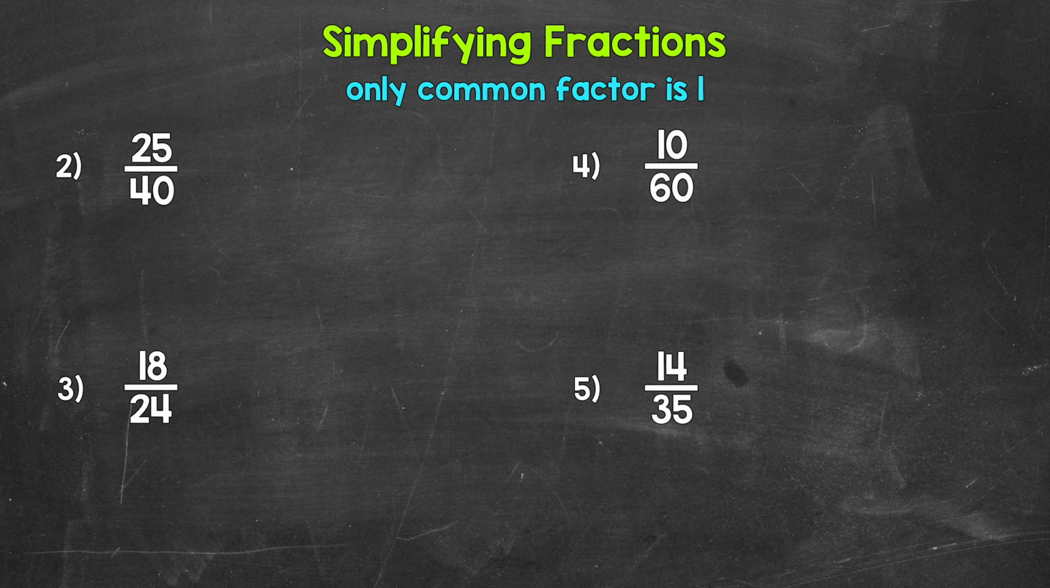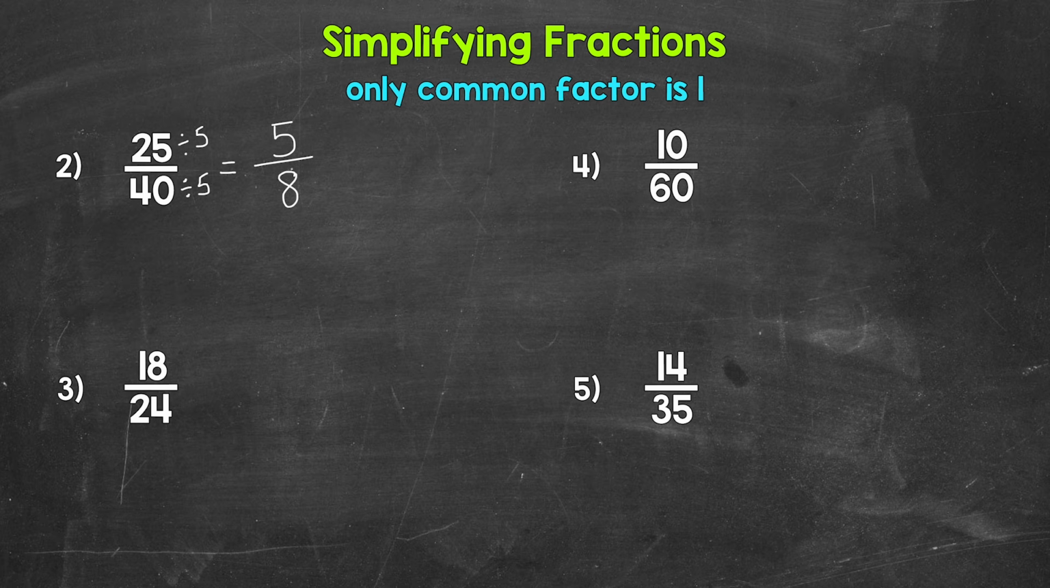We can divide both 25 and 40 by 5. And 5 is actually the greatest common factor. So we can simplify in one step here by dividing our numerator and denominator by 5. So 25 divided by 5 and 40 divided by 5. 25 divided by 5 gives us 5, and 40 divided by 5 gives us 8, and we end up with 5/8. The only common factor between 5 and 8 is 1, so we are done. 5/8 is our simplified fraction.